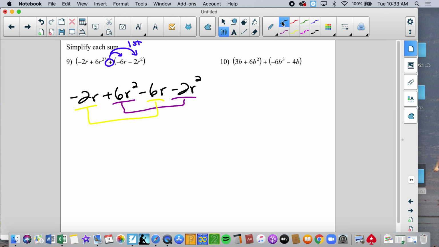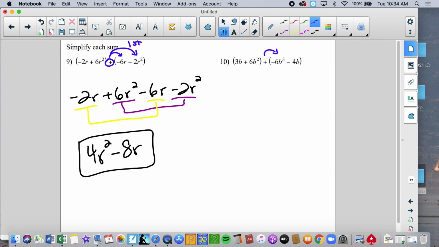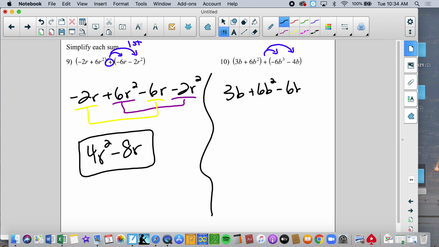You have a positive 6r squared and a -2r squared. That gives us positive 4r squared. We have a -2r and a -6r, which makes -8r. We do the same thing. We have to first distribute that positive. We get 3b plus 6b squared minus 6b cubed minus 4b.